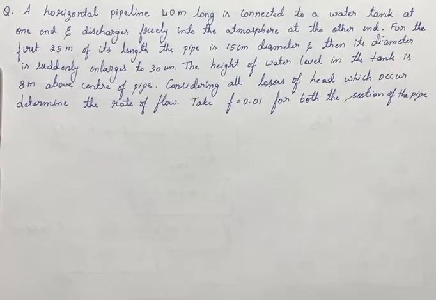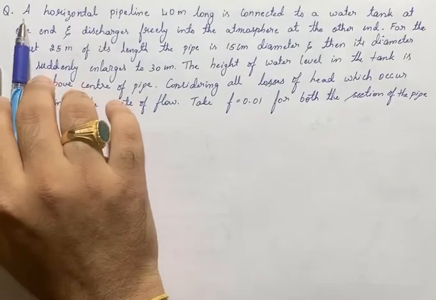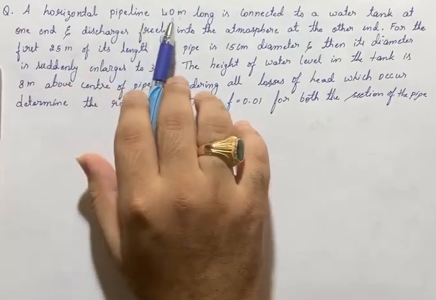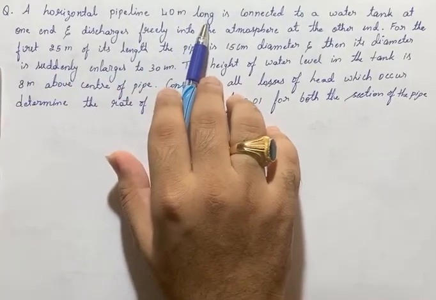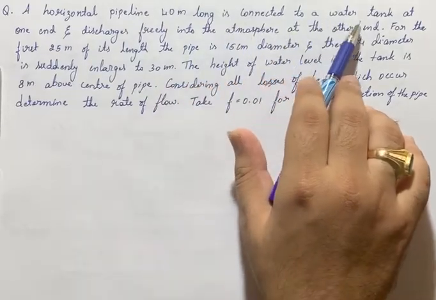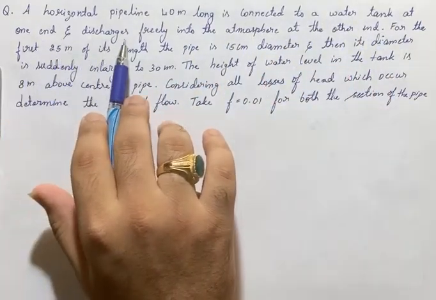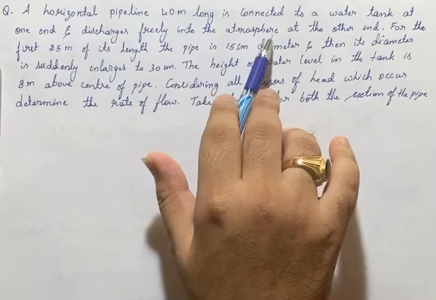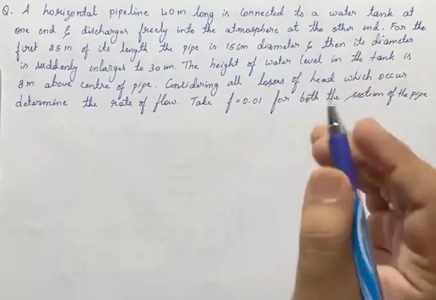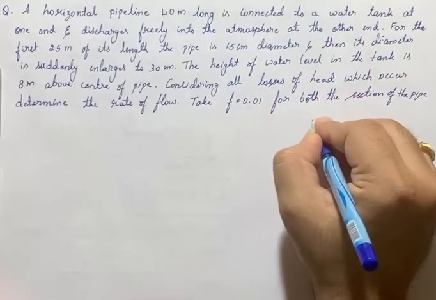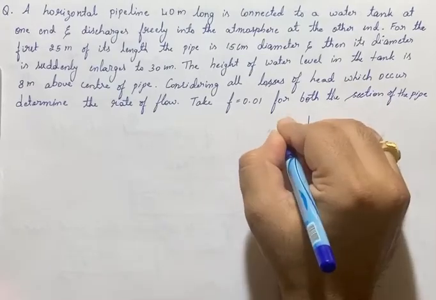Continuing on major and minor losses, we are going to solve a numerical on this. The question is like this: a horizontal pipeline 40-meter long is connected to a water tank at one end and discharges freely into atmosphere at the other end. What has he told? He has told a water tank is there here.